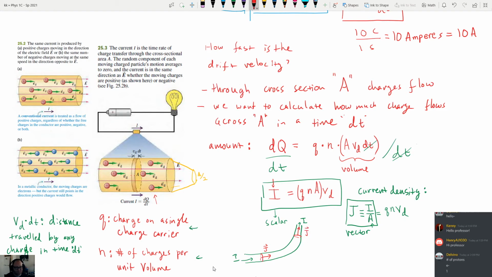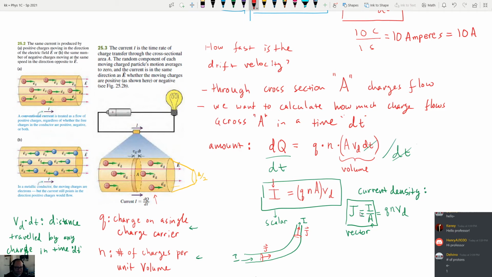And again, it's a vector, basically. All right? And it points kind of in the direction of the wire, as defined by the cross-sectional area at that point of the wire. That's what we call current density.